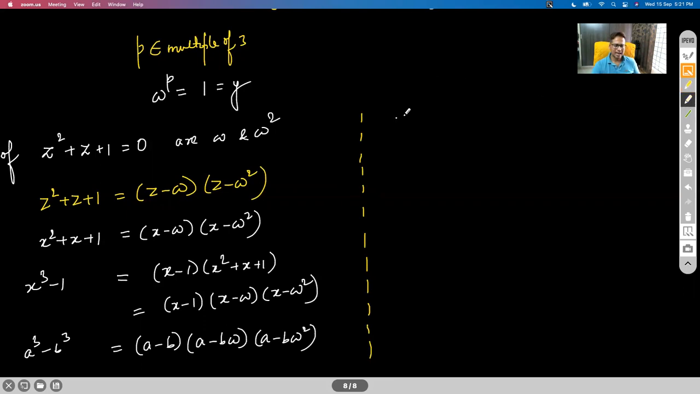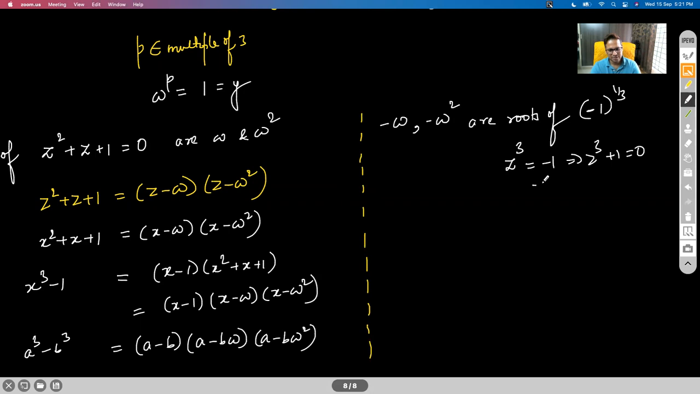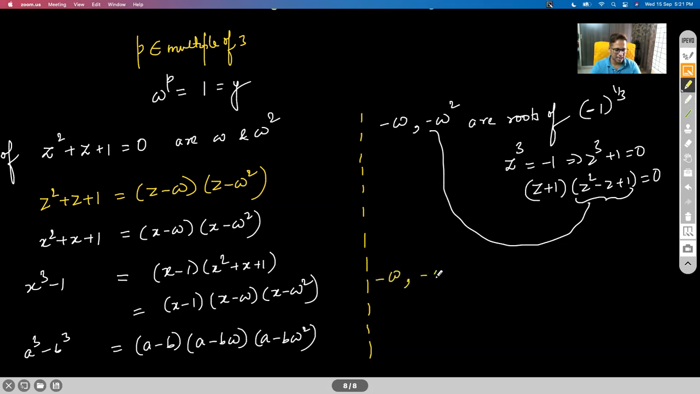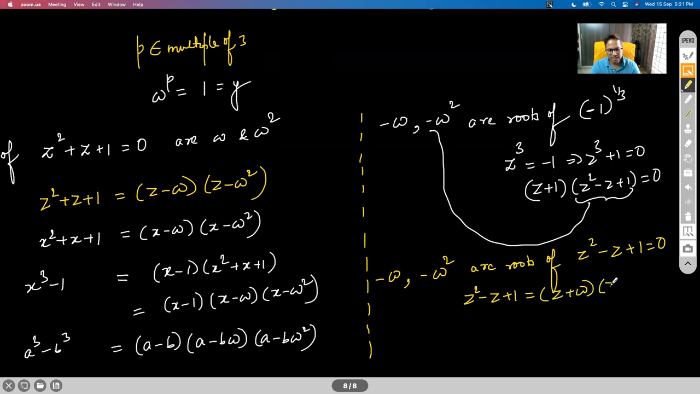We also know that minus omega and minus omega square are two of the roots of minus 1 to the power 1/3, which is as good as saying z cube is minus 1, which means z cube plus 1 is 0. Please note, they will actually be roots of this equation, because this will only give a minus 1. So in short, minus omega and minus omega square are roots of z square minus z plus 1 equal to 0. That means you could factorize this also as z plus omega, z plus omega square. Even if you write it in terms of x, the property doesn't change. So x square minus x plus 1 could always be written as x plus omega, x plus omega square.